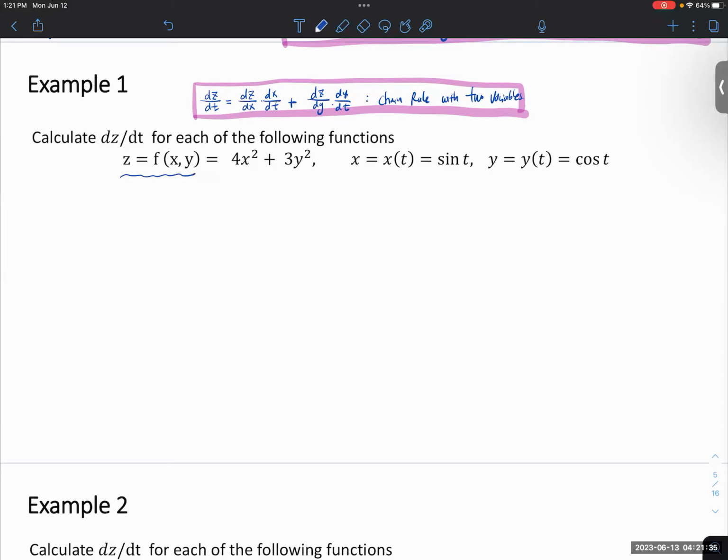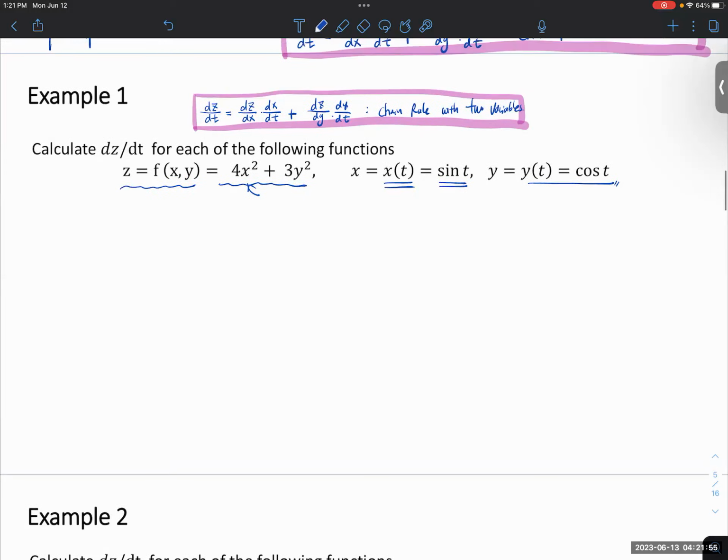The z equation is f of x and y. You see that there are two different variables. So that is 4x squared plus 3y squared. And then the x function has another form of the function, which means the sine t has been subbed into the x. So this is the inside function. So according to the chain rule, you have to find each derivative. So we are going to go step by step.